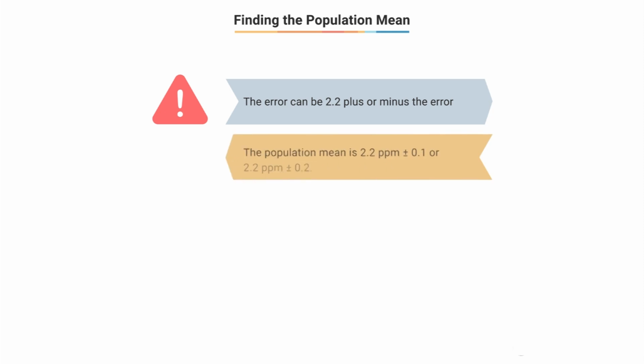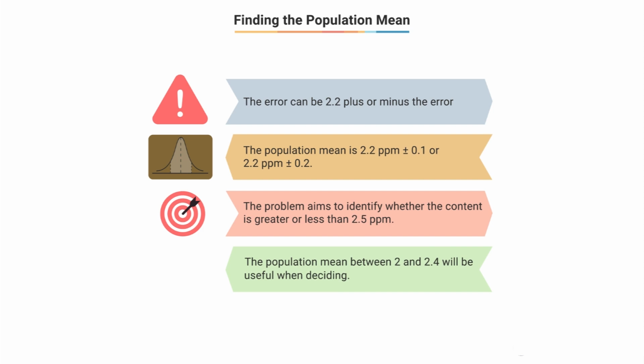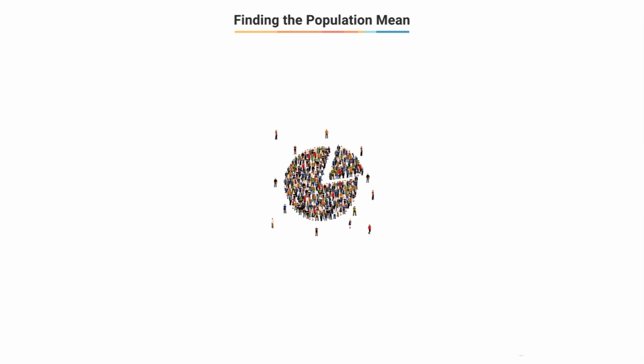So we might be able to conclude that the population mean will be 2.2 ppm plus minus 0.1 or 2.2 ppm plus minus 0.2 or something like that. But that is still useful to us. The aim of the problem at hand is to be able to tell whether the amount of lead in a noodle packet is greater than or less than 2.5 ppm. So even if we can say that the mean of the population is 2.2 ppm with an error of plus minus 0.2, we would know for sure that the mean lead content will be between 2 and 2.4, which is definitely less than 2.5.